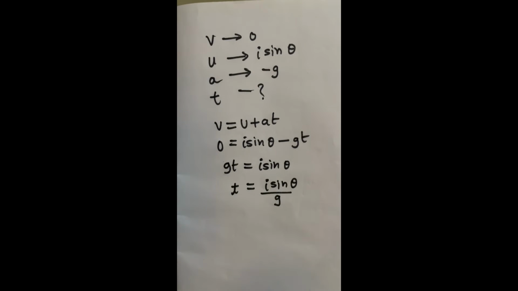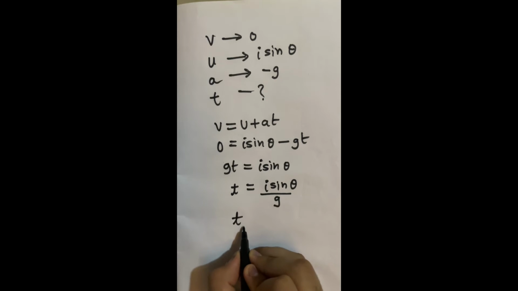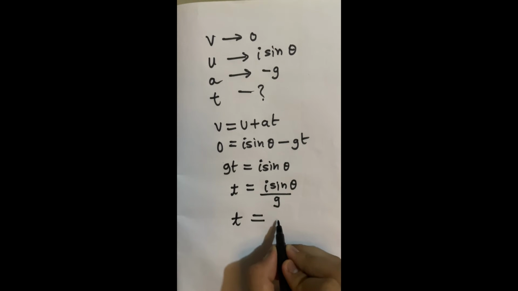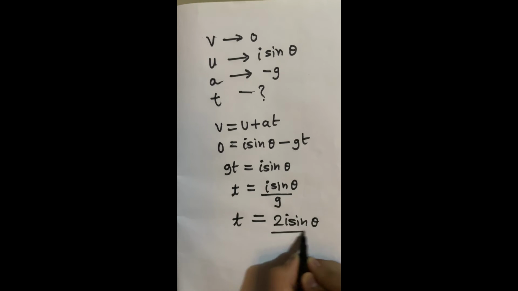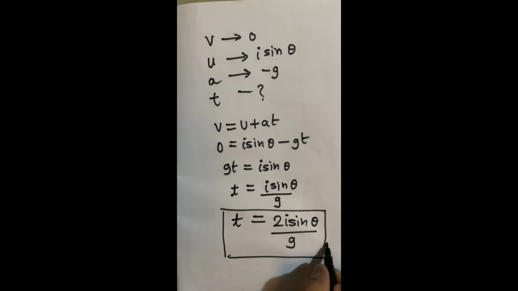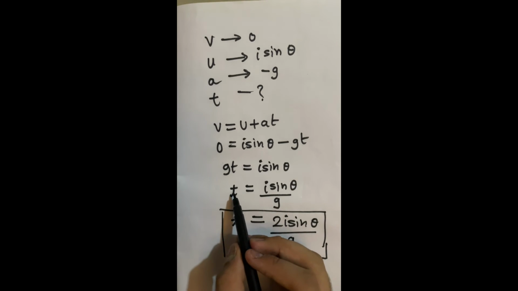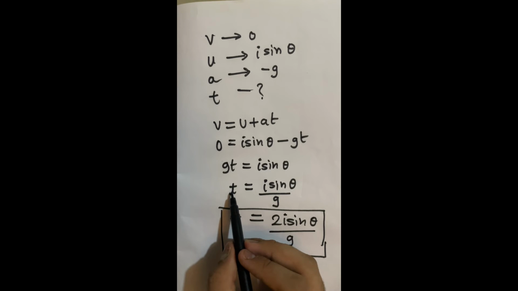But remember that this is the time taken for the object to reach its maximum height. Therefore, the total time taken for the object to go up and come down will be double of this. Therefore, t is equal to 2I sine theta upon g. Sorry for using the same variable for the total time taken and the time taken to reach the maximum height.